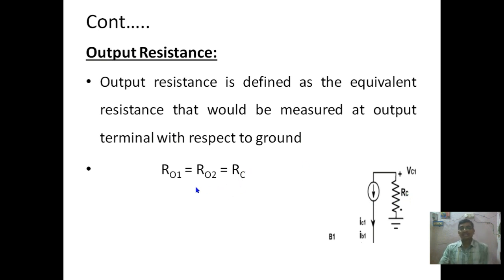Therefore, in both stages, Ro1, the output resistance of stage 1, which is equal to the output resistance of stage 2, is equal to RC. Therefore, by taking the RC value as small as possible, we can cascade our output to the next stage. Based on the RC value, our output resistance is going to be determined.